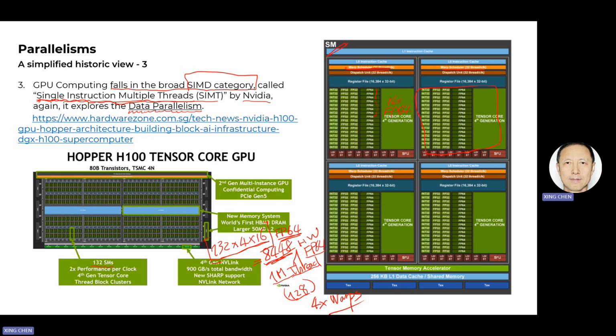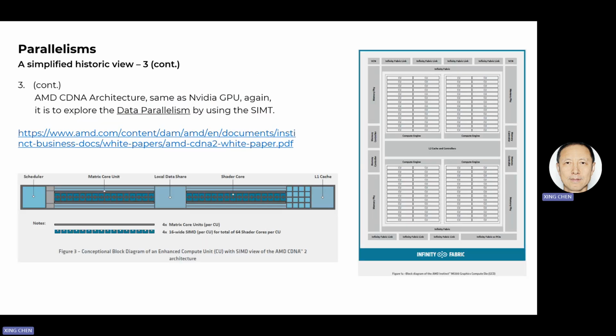We talked about this Nvidia GPU. For AMD, it's the same story. The AMD CDNA architecture is their GPU architecture. If you look at the two GPUs in more detail, they are very similar. The two vendors just use different terminology, but it's quite similar.